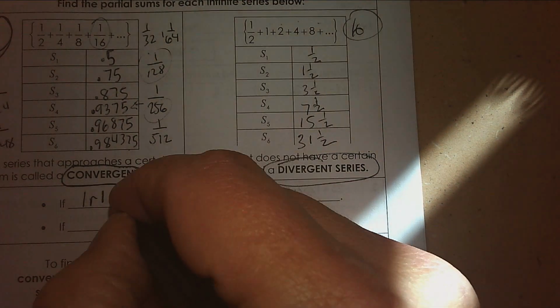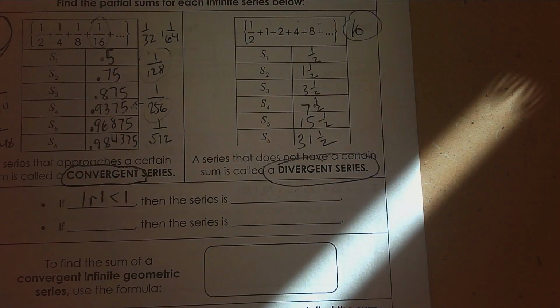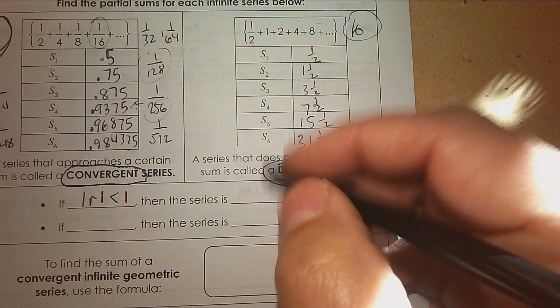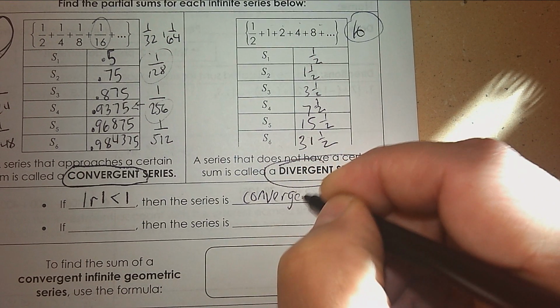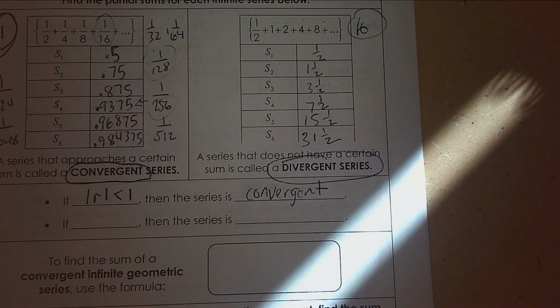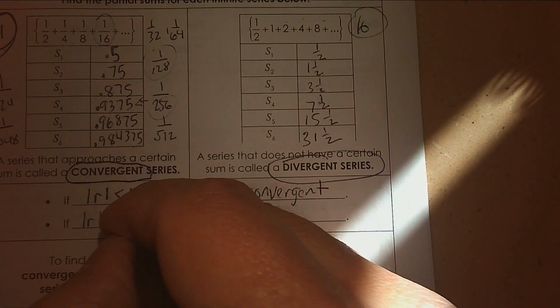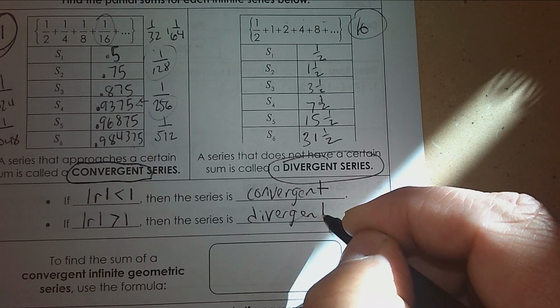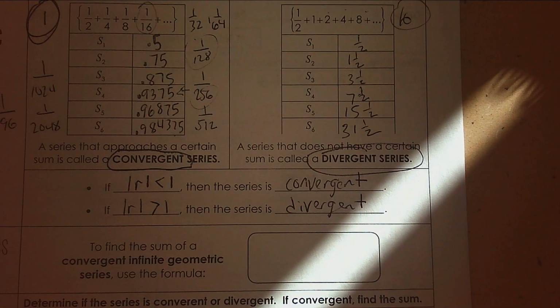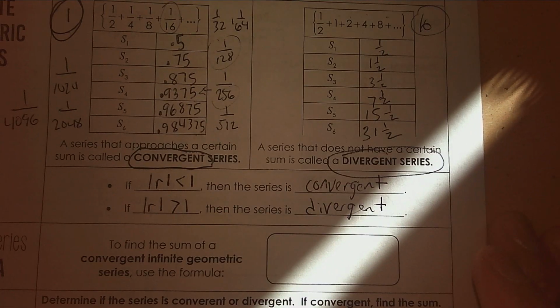And if the absolute value is less than 1, then the series is, what word do we use? So convergent or converges. And if the absolute value of R is bigger than 1, we say it is divergent. So the only way an infinite sum, and you'll see an infinity sign if it's sigma notation, or it'll just go dot, dot, dot, which means forever, we have to look at the common ratio.